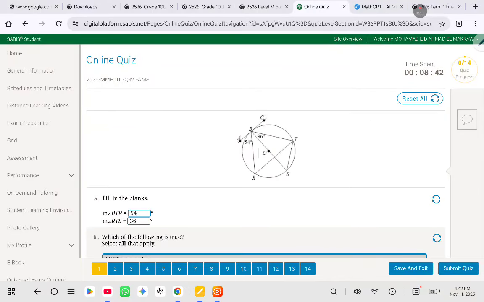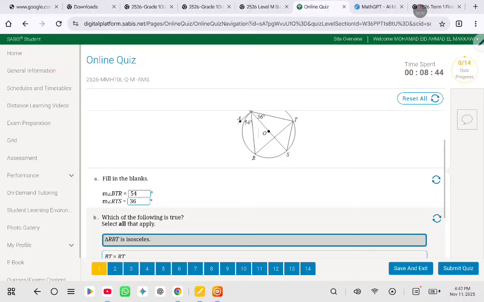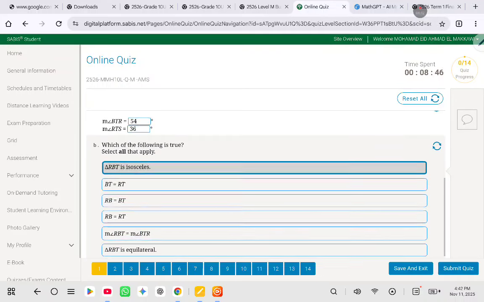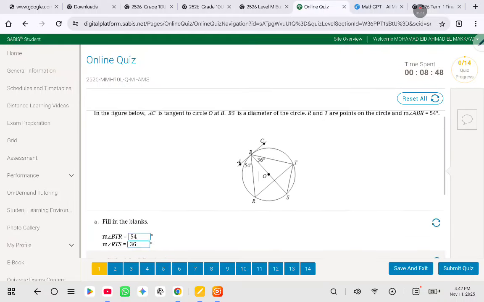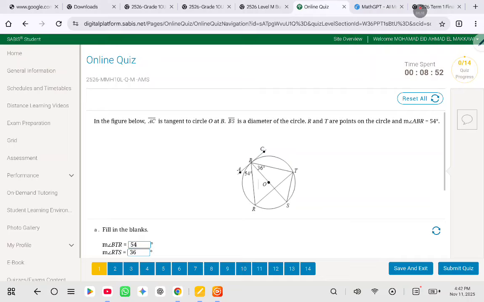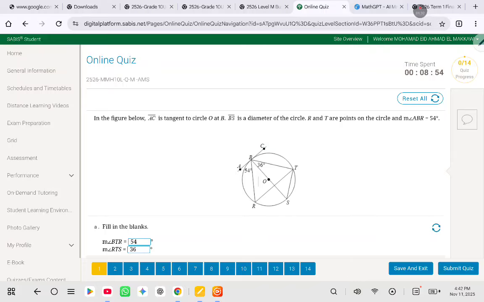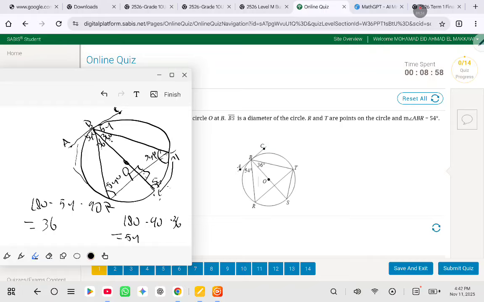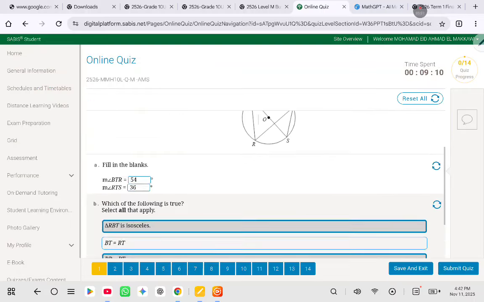BT and RT are equal? No. Why would they be equal? RB and RT and BT are equal? Yeah, they are, because this angle and this angle are equal, this angle and this angle are equal, this angle and this angle are equal, so the triangles are equal. So this side and this side are also equal. Okay.